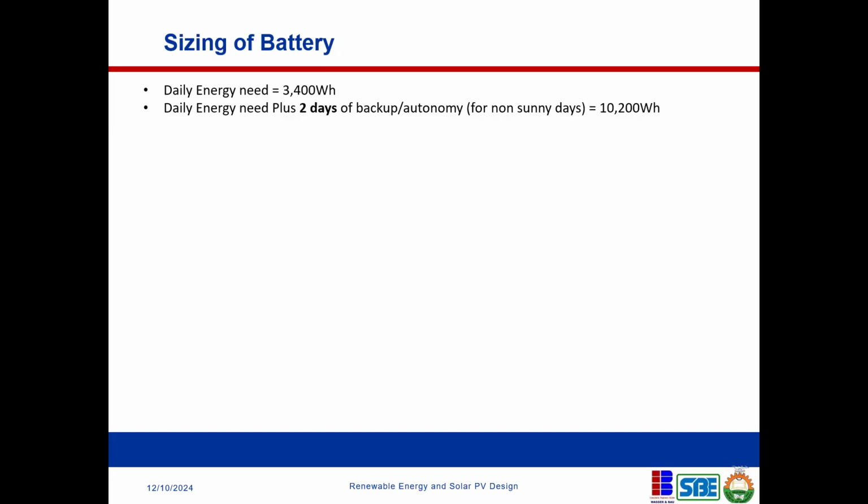So in our own case, let us assume 2 days of autonomy. So we have one day demand, which is 3,400 watt hour, but we want to add 2 days of autonomy. In case there is no sun for the next 2 days, we want to keep this load on for the next 2 days. So if we add these 2 days of autonomy to our daily demand, it will take our demand from 3,400 to 10,200 watt hour. So we are sizing our battery bank for 3 days. That's what this means.